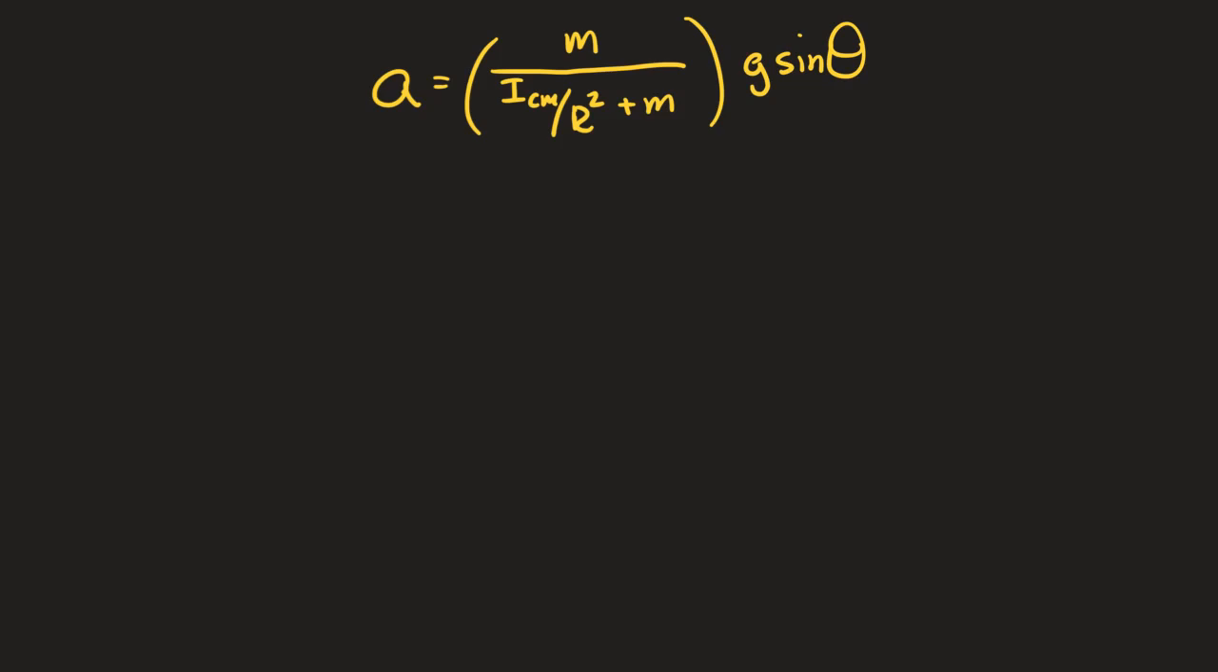For objects that just slid down the ramp, this was their acceleration, g sine theta. Now, objects that experience friction and slide are less than that. Objects that roll are also less than that. If we look, the denominator here is bigger than the numerator. This fraction is always going to be less than 1 for every object that rolls. So rolling objects roll down ramps slower than objects that slide without friction. But generally, they roll down ramps faster than objects that slide with friction.